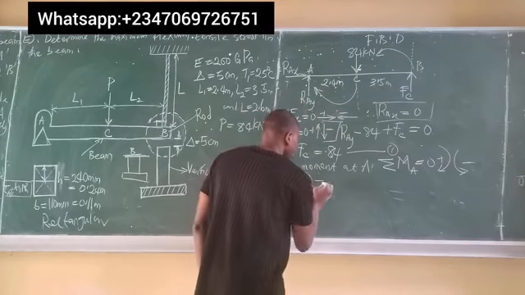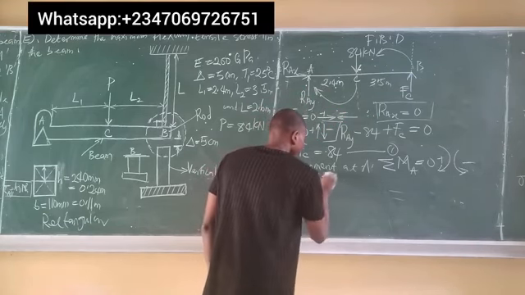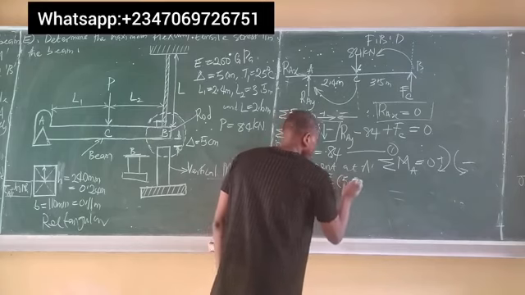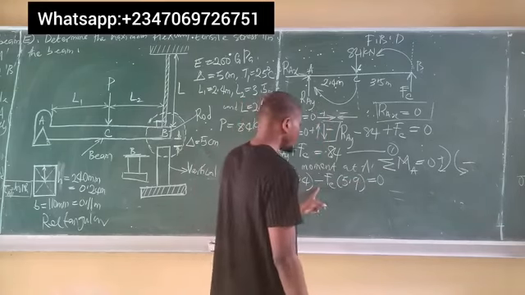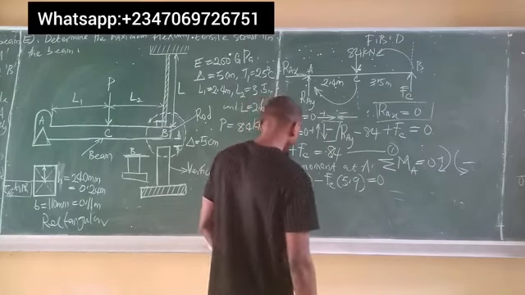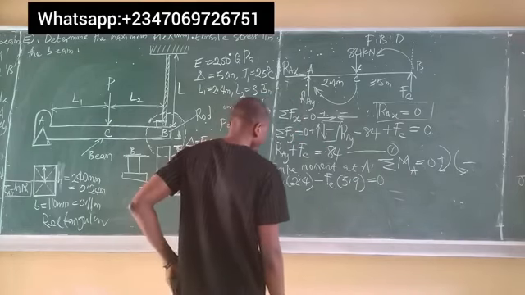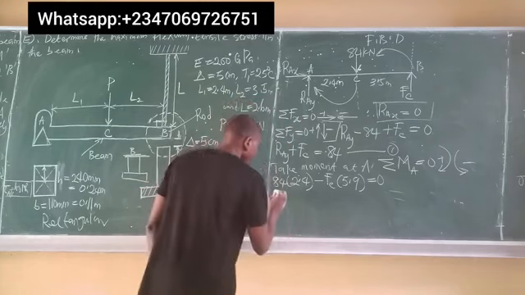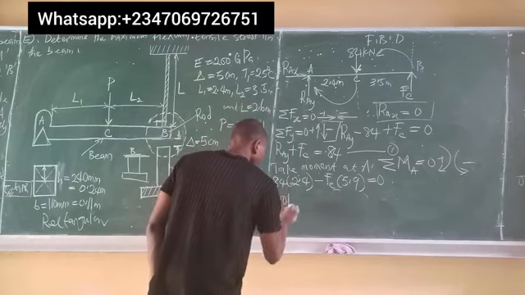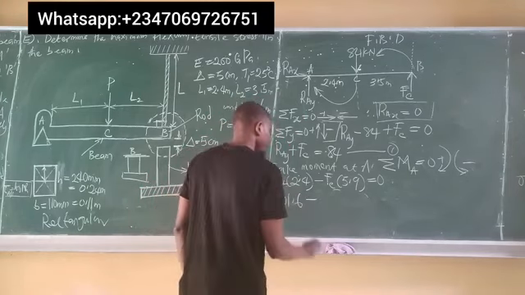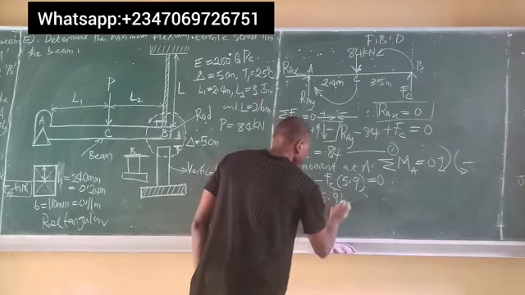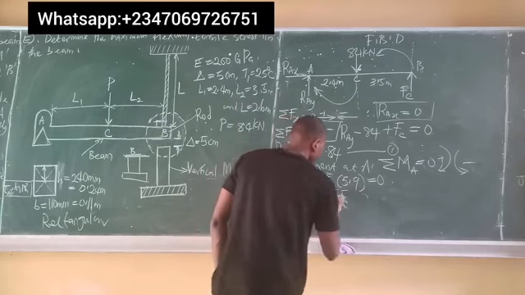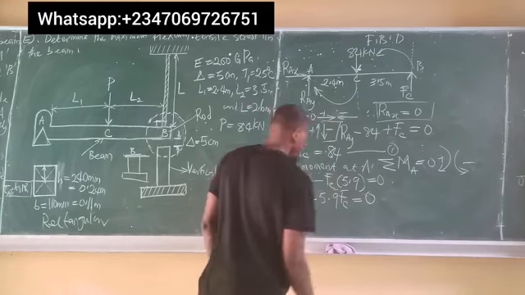Hence, I have minus FC times 5.9, and this is equal to 0. Minus because it's an anti-clockwise moment. So let's expand the bracket now. I have 84 times 2.4 gives me 201.6 minus 5.9 FC, and the whole of this is equal to 0.